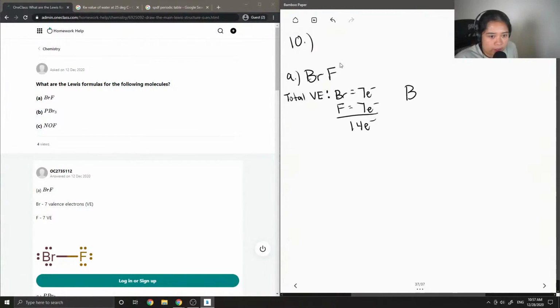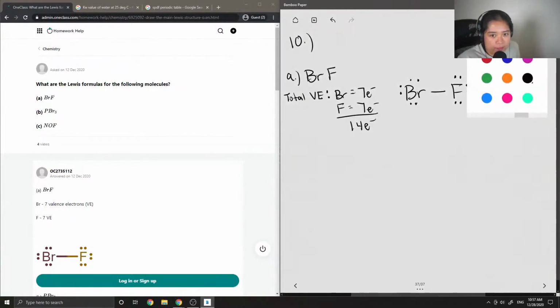So let's draw a single bond between the bromine and the fluorine. Each bond contains 2 electrons. So now I just need to draw in 12. So 1, 2, 3, 4, 5, 6, 7, 8, 9, 10, 11, 12. And that is our Lewis structure for the first molecule.